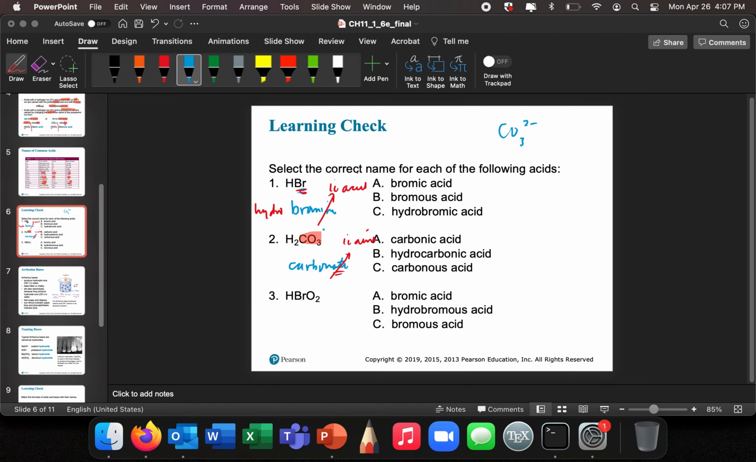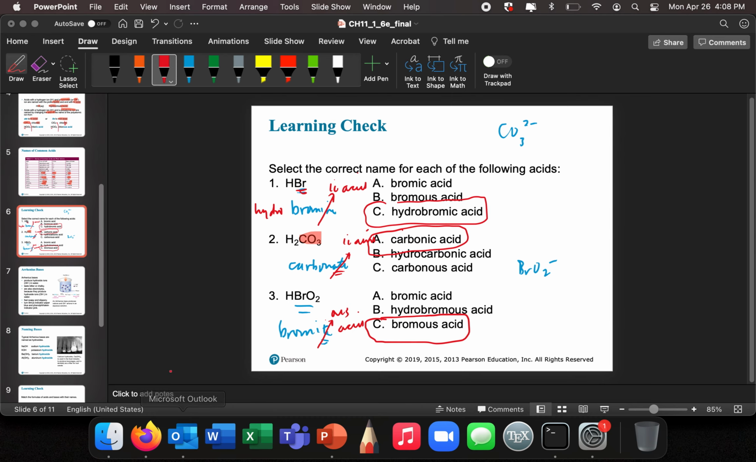And finally, I recognize BrO2-, and that's bromite, right? Bromite, and since it ends in ite, we're going to change the name to bromous acid. Bromous acid, right? It's not hydrobromous acid, it's simply bromous acid. And this is carbonic acid, right? And this is hydrobromic acid.